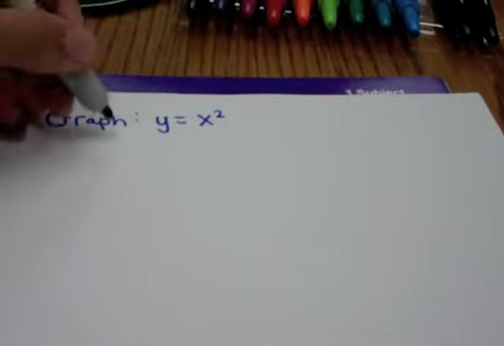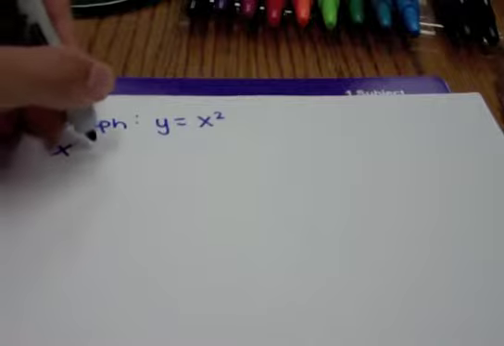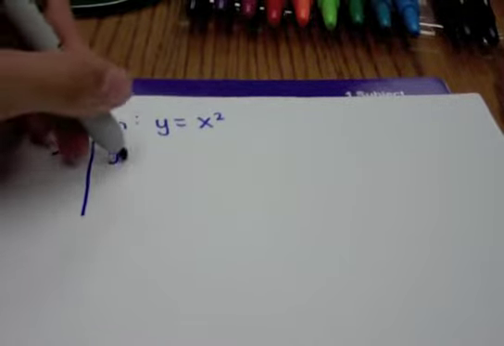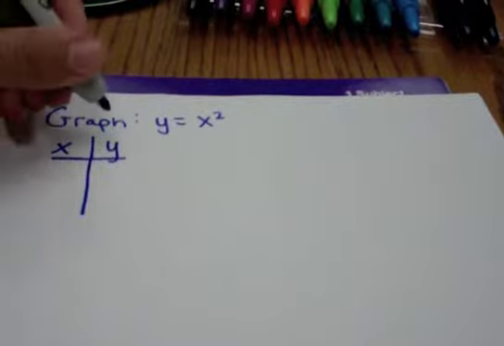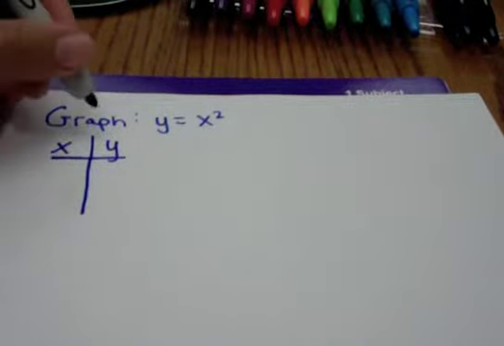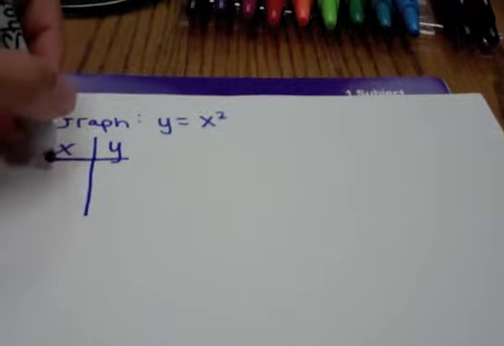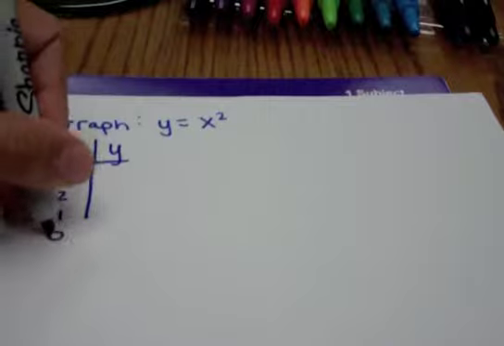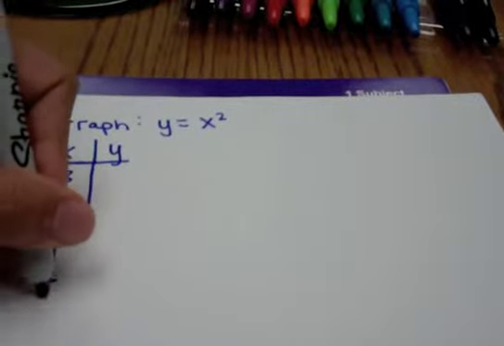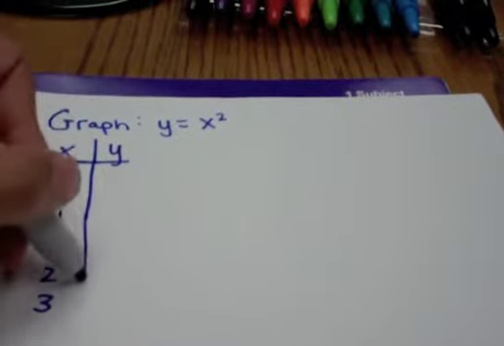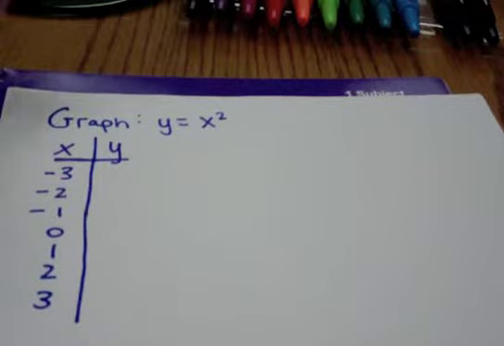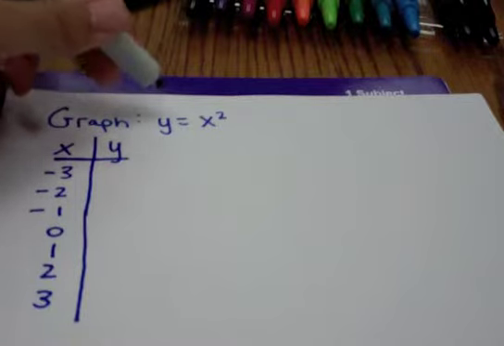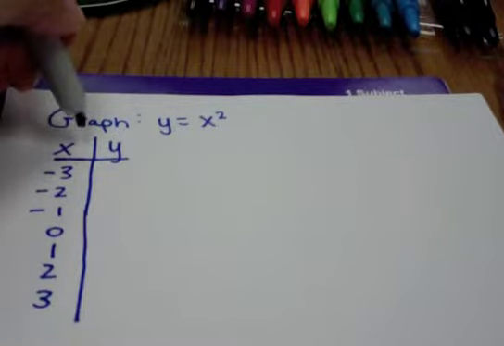So we have y equals x squared. So you have x and y. I usually like to go from negative 3 to positive 3 whenever I make a t-table. So this is negative 3, negative 2, negative 1, 0, 1, 2, 3. And all I have to do is plug these x values into my equation to get my y output.